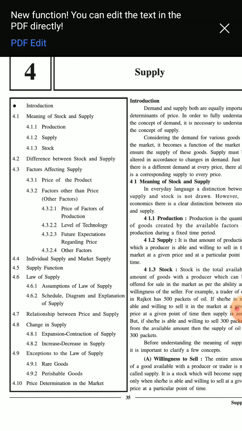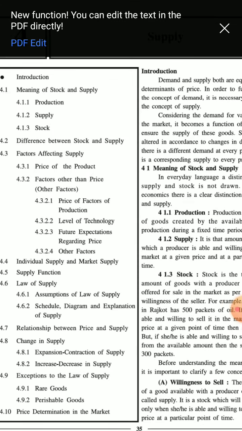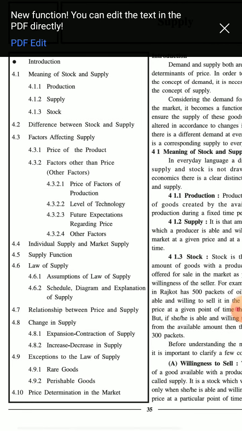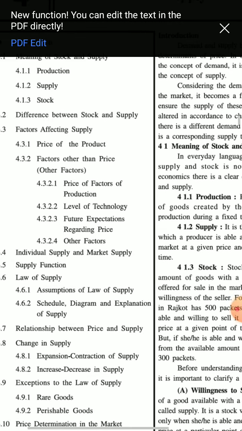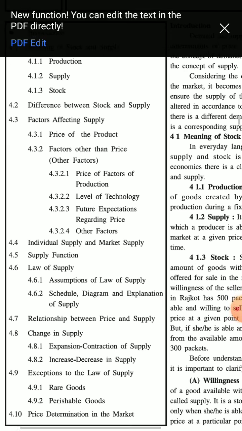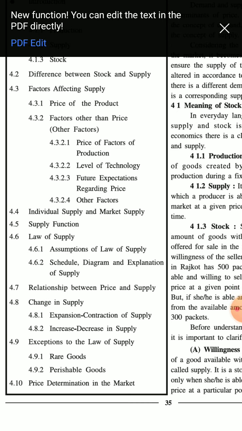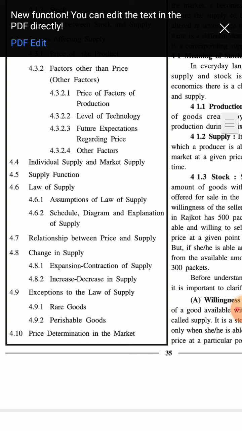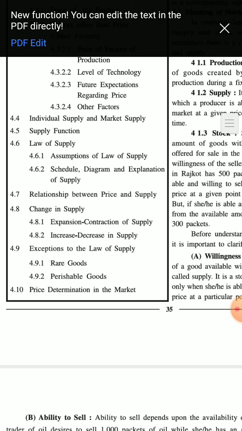Here in this lesson you are going to understand the meaning of supply, then what is production, what is supply, what is stock. You have to understand the difference between stock and supply, then the factors affecting supply. Then individual supply and market supply; there you studied individual demand and market demand, and here you have to study individual supply and market supply. Then supply function; you studied demand function, and in the same way you have supply function.